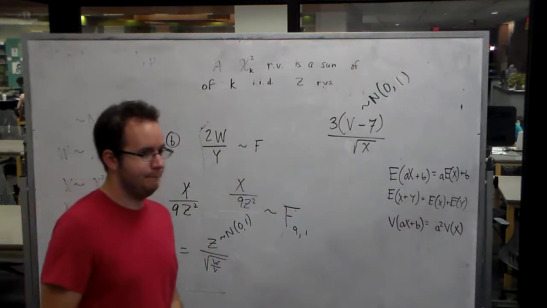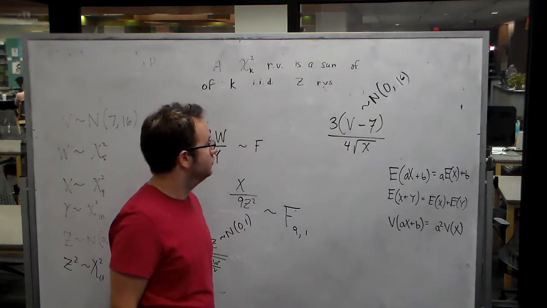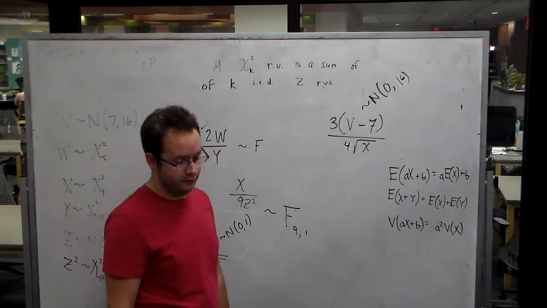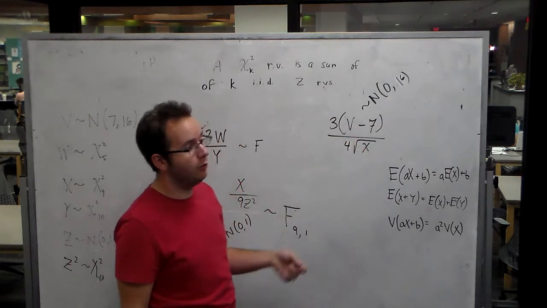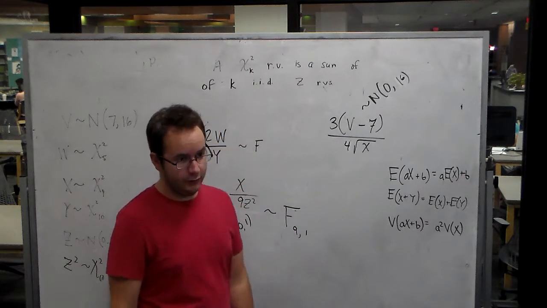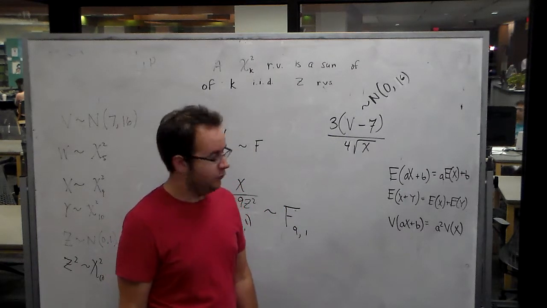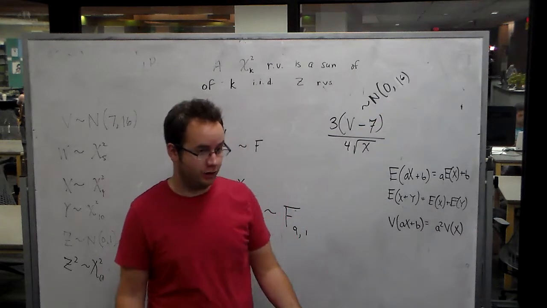Wait, I lost you for a second. This is the variance. If you divide a normal random variable by a number, its variance goes down by the square of that number. So what happens when I divide by 4? The variance will go down by what? A factor of 16.